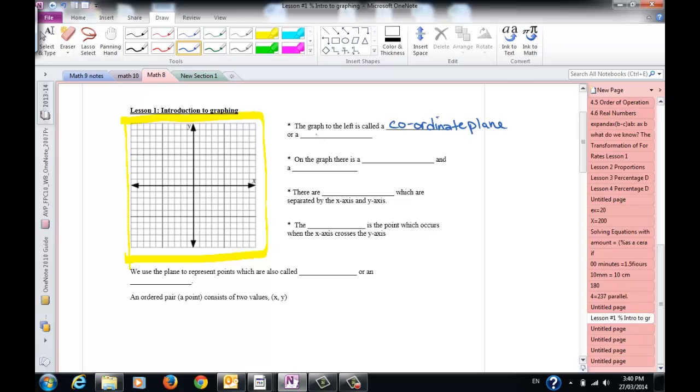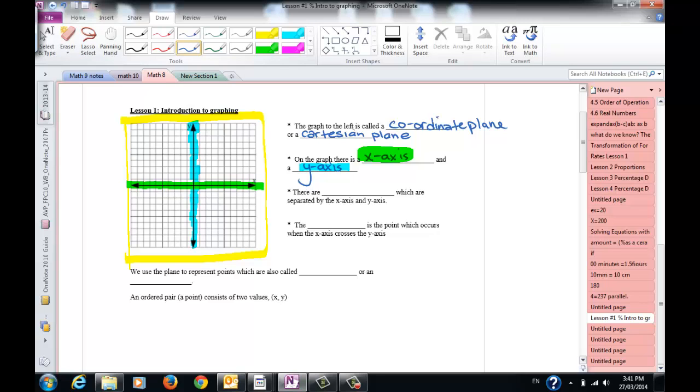Or we also sometimes call it a Cartesian plane. On the graph, there is what we call an x-axis and a y-axis. So just so we're aware, the x-axis, which is a horizontal axis, is what I'm highlighting in green. And if I put it maybe in blue, our y-axis is the vertical axis.